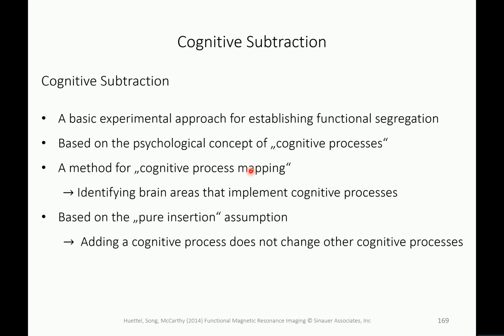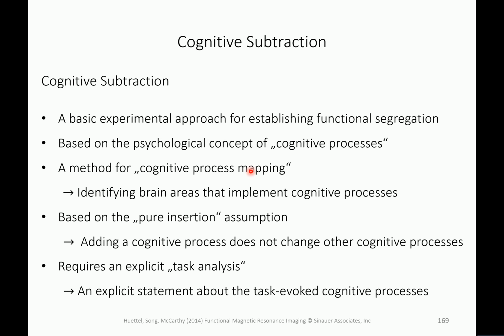So if you have, let's say, two cognitive processes going on when you have to do a certain task, and then you manipulate the task a little bit so that a third cognitive process is necessary, this doesn't change that you have to do these first two cognitive processes. I will make this a little bit more explicit in a second. What this whole cognitive subtraction approach requires is a task analysis.